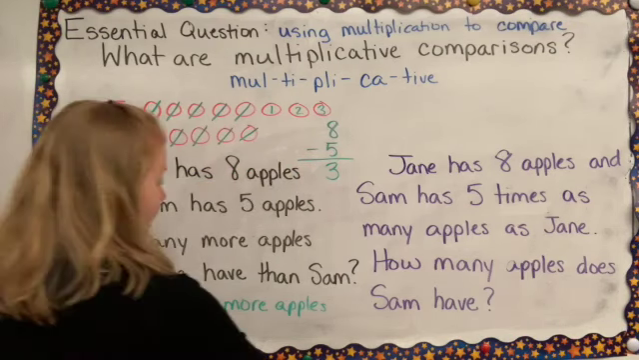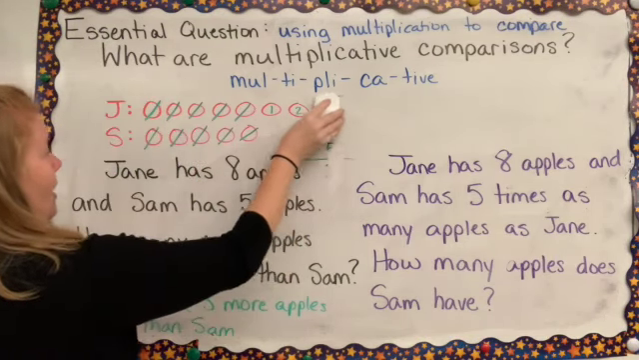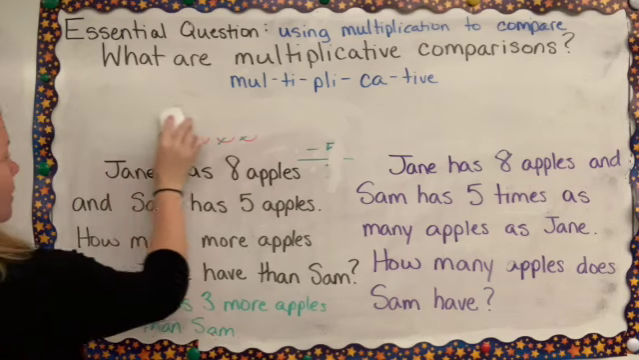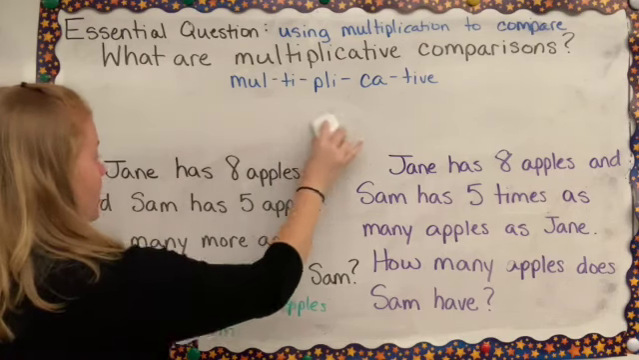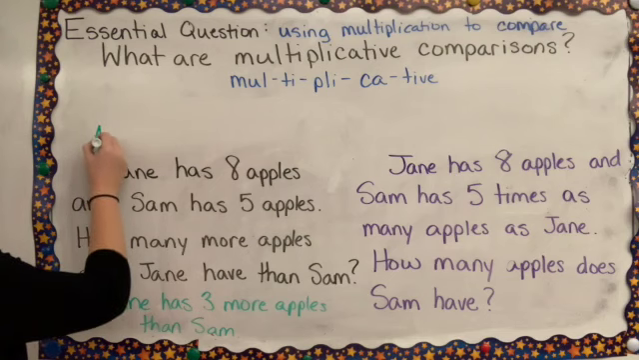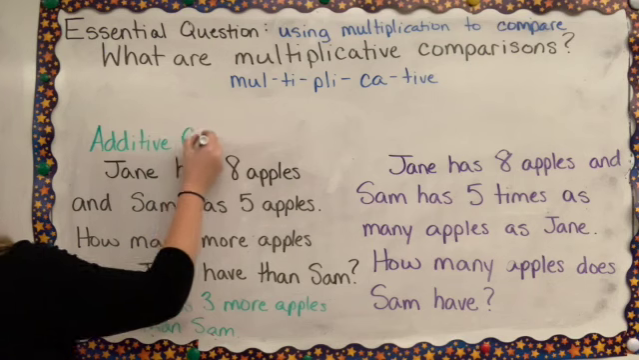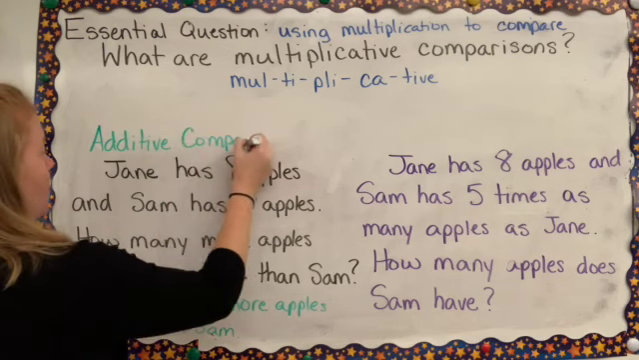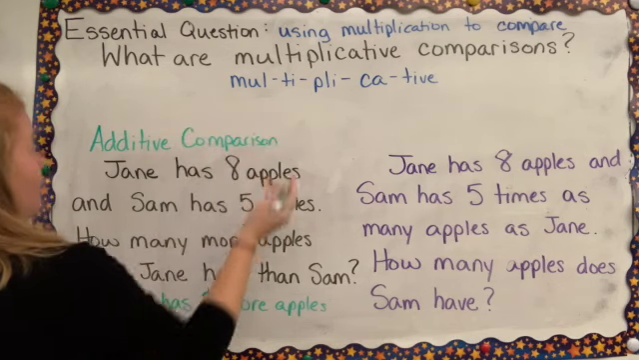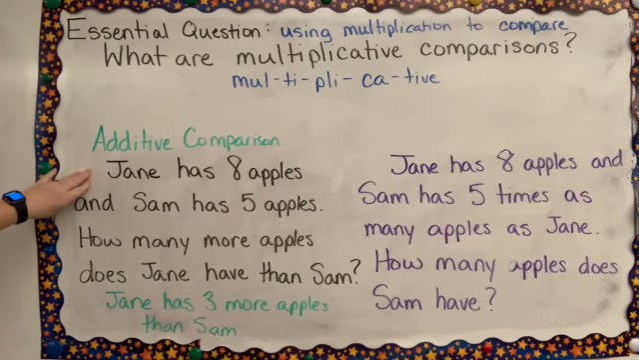So I am going to tell you what kind of problem this is. Let me get some of this out of the way so that I can do that. This type of problem is called an additive comparison. This is where we would be using addition and subtraction to either solve it or check it.